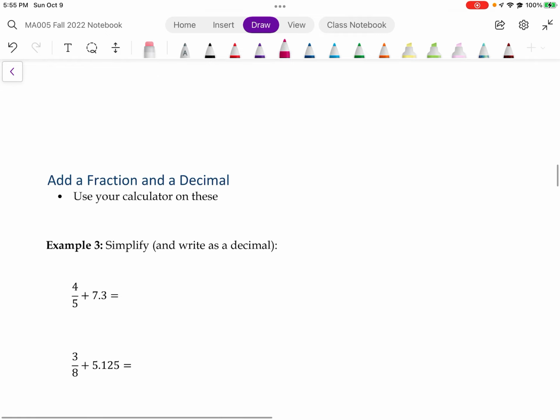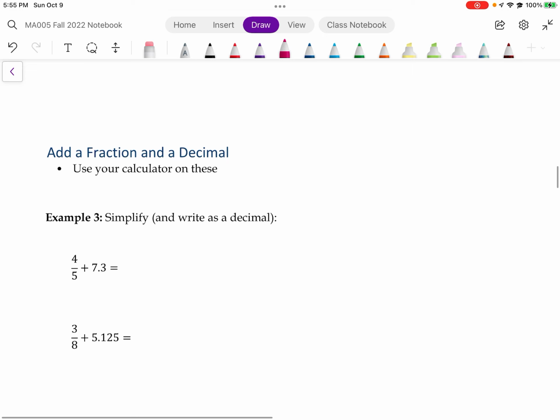All right, so adding a fraction and a decimal, you're going to use your calculator on these. So don't try to do these in your head. They're just too long. We don't have time for that. So we're going to simplify, in other words, write this as a decimal all put together.